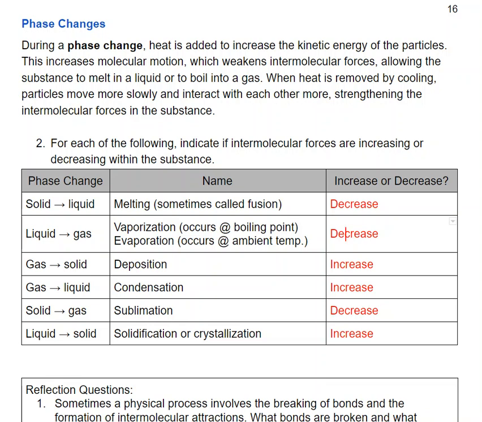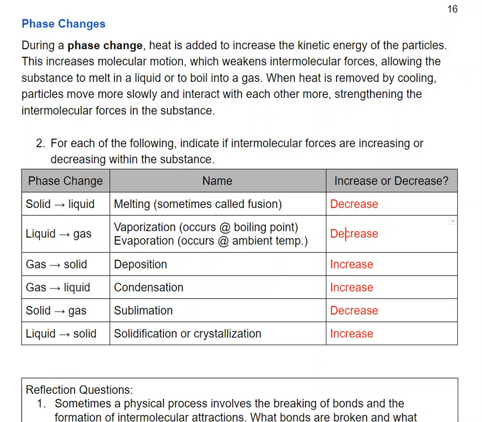When we go from gas to solid, we call that deposition. Gas to liquid is called condensation. So in both of those, we're going to a state of matter where there is less molecular motion, less molecular freedom. So that's going to be an increase in those intermolecular forces.